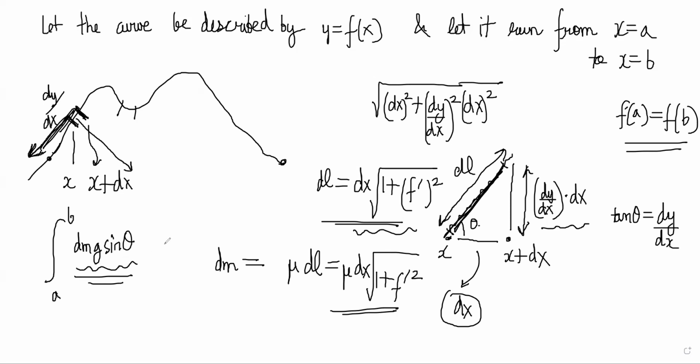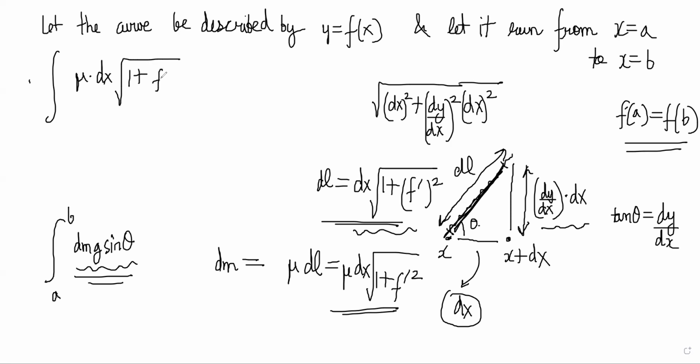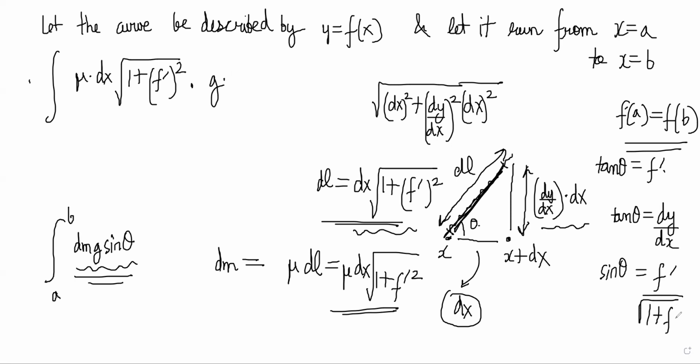So let's try to see what is the net force on the whole chain. So in order to do that, we will have to do this integration. So let's see what comes from there. dm is mu dx root over 1 plus f dash square. Then there is a g, and then there is a sine theta. Now tan theta is f dash, right? So sine theta would be f dash by root over 1 plus f dash square, right? Because tan theta is f dash, means f dash is your perpendicular and 1 is the base. So this is perpendicular by hypotenuse. So sine theta is f dash by root of 1 plus f dash square. And notice that this gets cancelled.